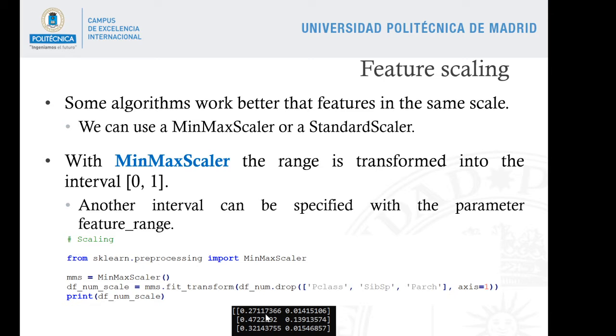We have 2 variables because after removing class, siblings and spouses, and parents and children, we only have 2: the fare and the age. Instead of having ages of 30, 40, or whatever, you see that we have everything between 0 and 1, and the same for the fare.